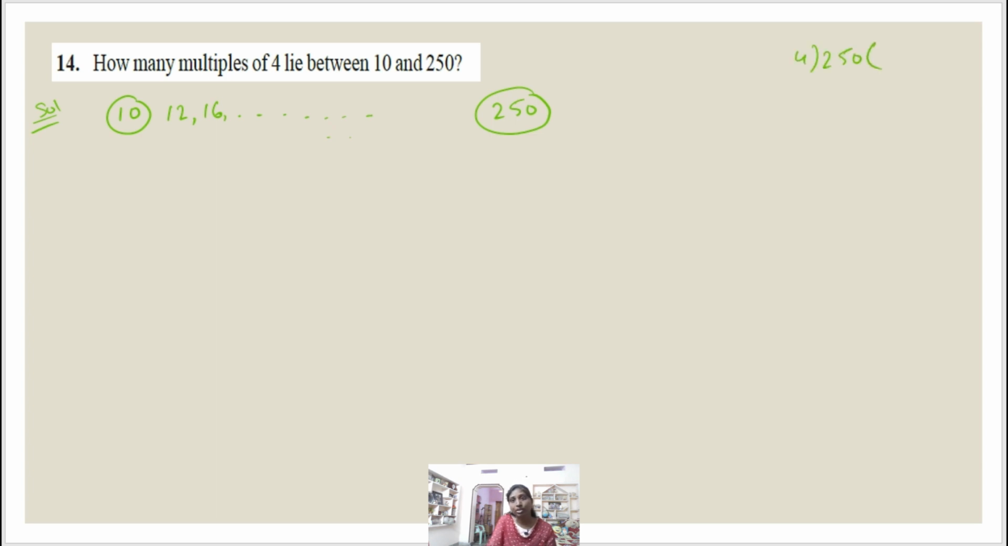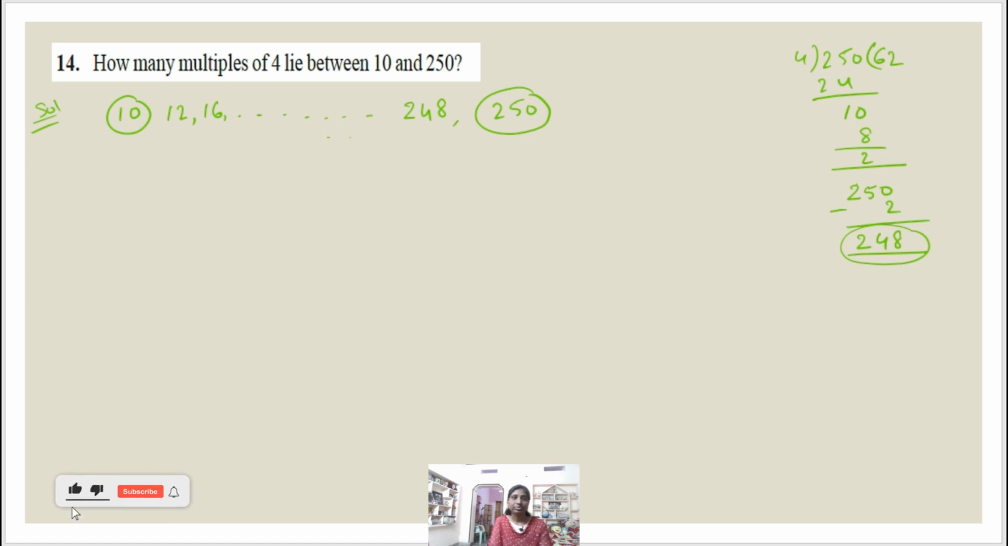4 6s are 24. Remainder is 1. 4 2s are 8. Now the remainder is 2. Here 2 is the remainder. It means 250 is not divisible by 4. Then before 250, which number is divisible? To find that, we have to do 250 minus this 2. Then we will get 248. So this number is divisible by 4. So the previous term of 250 is 248.